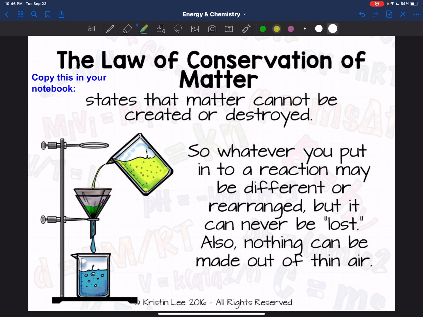Copy this in your notebook. This is super important. This is the law of conservation of matter. It states that matter cannot be created or destroyed. It can only be changed. Whatever you start with is what you end up with, but it may be rearranged to look a little different. You can never lose mass or lose atoms, and you also cannot create mass or atoms out of thin air. That's the law of conservation of mass, or conservation of matter, same thing.